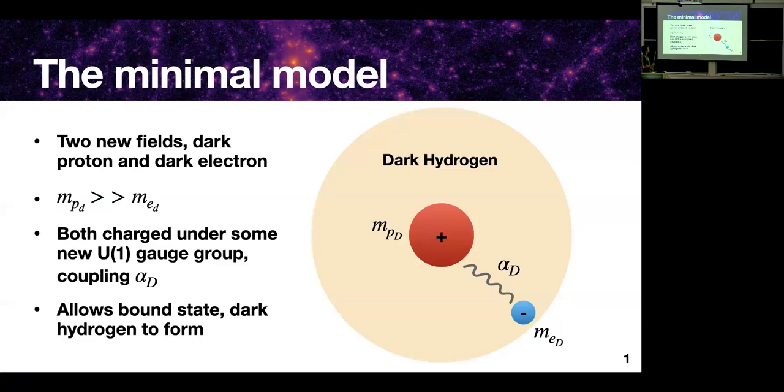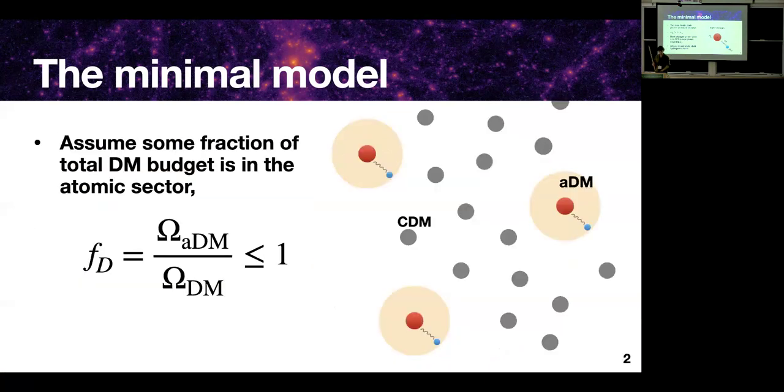Here we're working with a sort of minimal model. All we need to assume is that there are two new fields. We've got a dark proton and a dark electron. They're coupled under some new U(1) gauge group that gives us a coupling alpha dark, very analogous to the standard model. This is just sort of E and M. And so of course we can form bound states such as dark hydrogen. These are the three microphysics parameters that we're working with in this model.